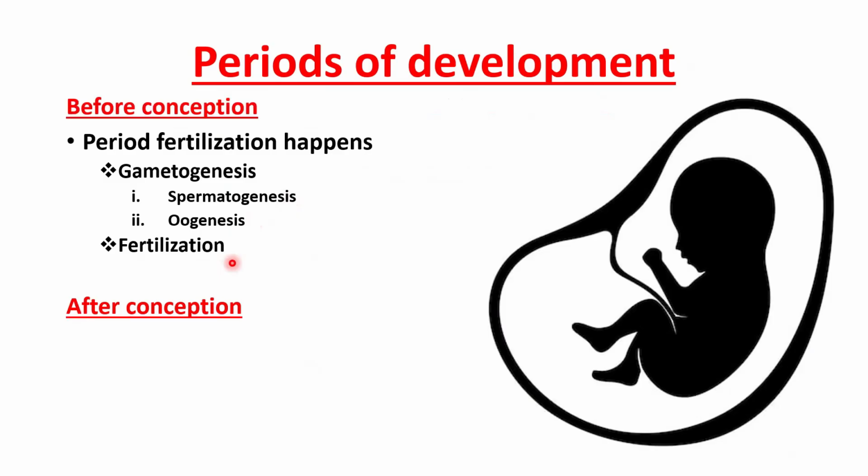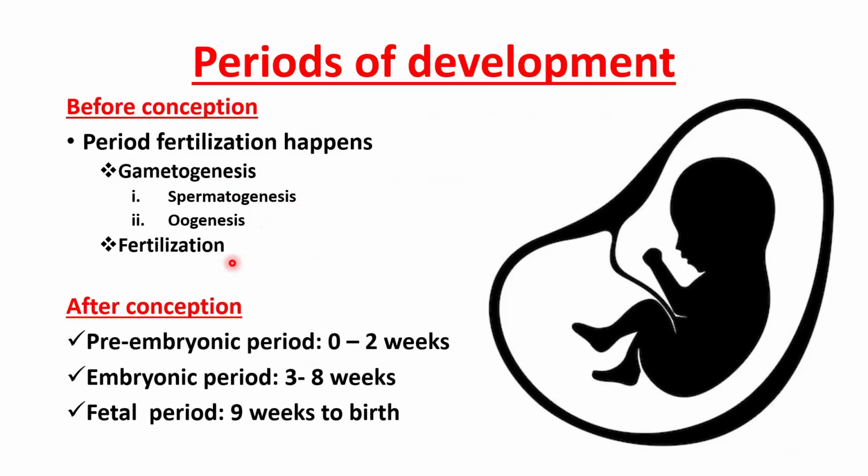After conception, you'll divide it into three periods. You'll have the pre-embryonic period, the embryonic period, and the fetal period. The pre-embryonic period is the period between conception and the first 2 weeks. So you'll have the first week of development and the second week of development. The embryonic period will be from the third week of development to the 8th week of development. Then the fetal period is from the 9th week of development up to birth.